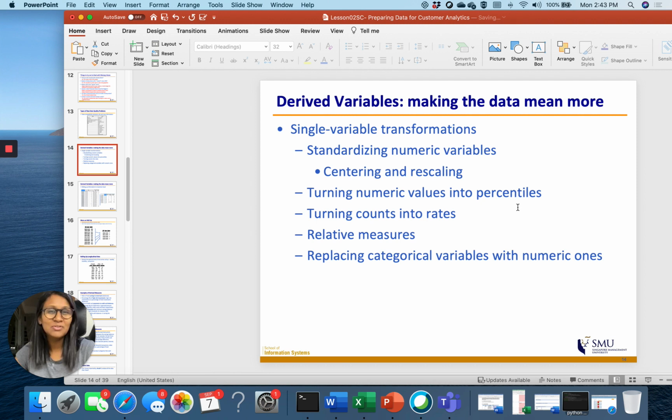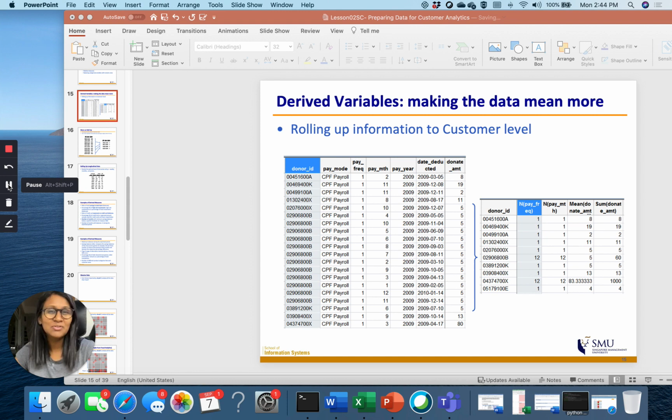But these are some of the techniques which I have often seen being used to derive variables. Some of these are related to standardizing numeric variables by centering and rescaling them, or by converting numeric values into percentile, by turning counts into rates, finding out relative measures, or by creating dummy variables, or by encoding categorical variables into numeric variables. So these are some of the options which you can explore even when you're working on your project.